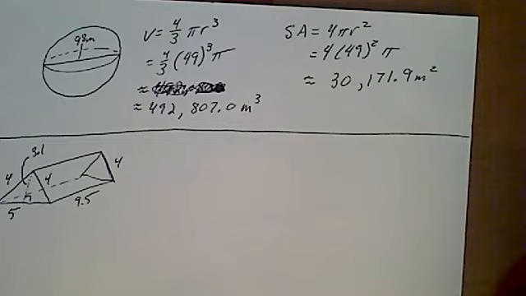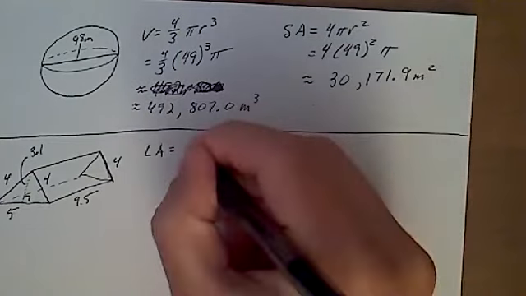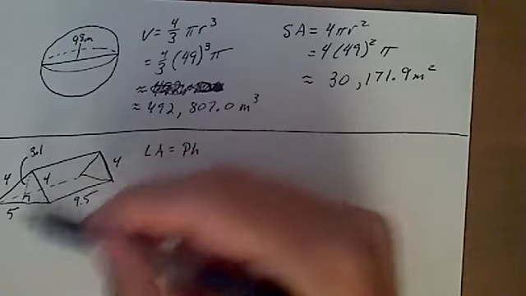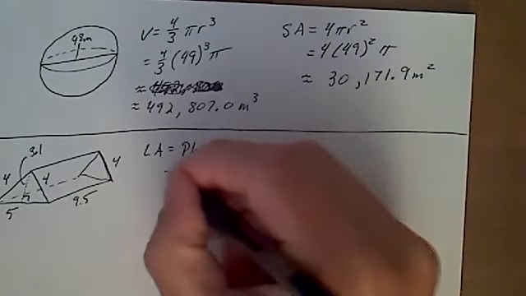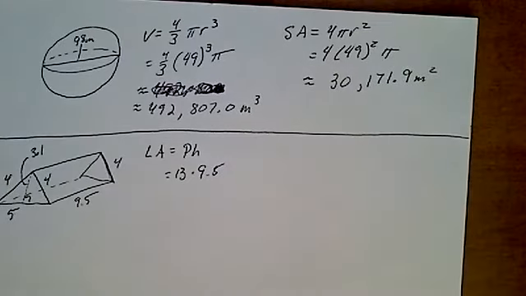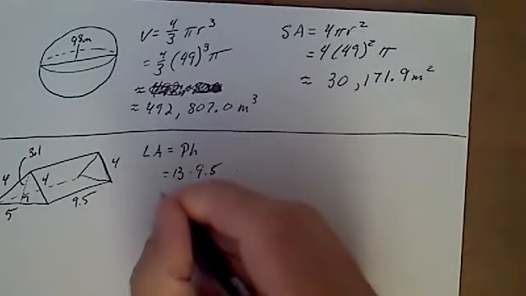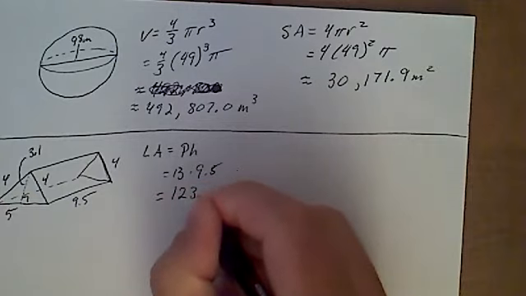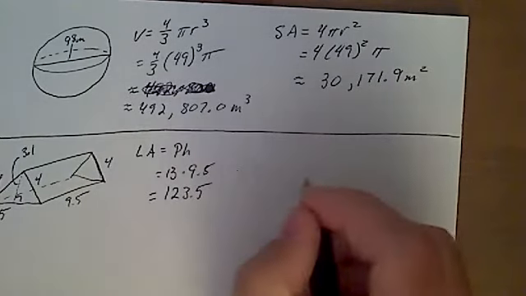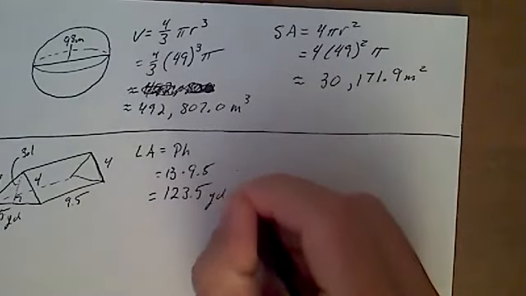And we are looking for the lateral area here. The lateral area is just the perimeter times the height. It's the perimeter of the triangle. That's 4 plus 4 plus 5 is 13. Times the height, 9.5. 13 times 9.5 is 123.5. Again, units on that would just be the unit here squared. Might be yards, right? So we'd have yards squared.